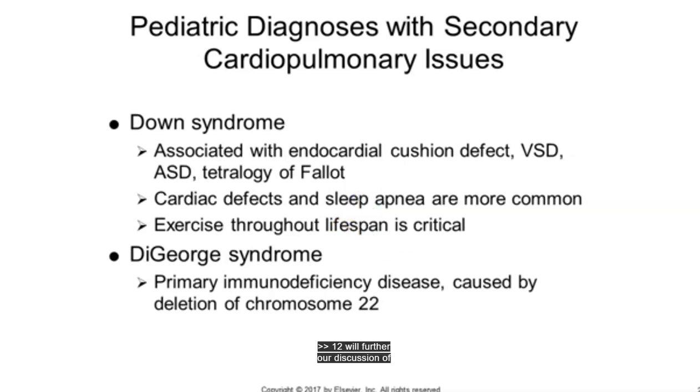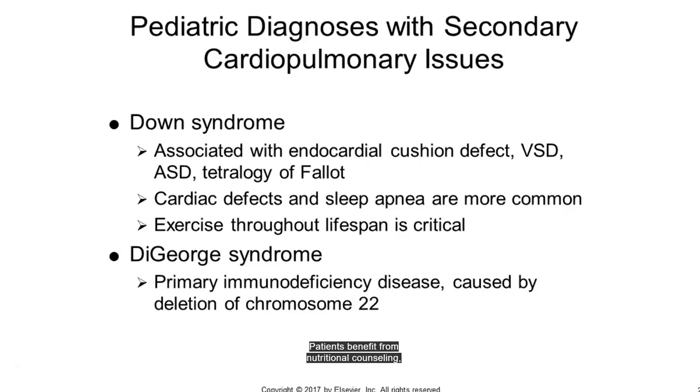Lesson 12 will further our discussion of pediatric cardiopulmonary conditions and the necessity to provide intervention in the acute, rehab, and home care settings. The first pediatric diagnosis we will investigate is Down syndrome, which is associated with cardiac defects such as atrioventricular defects, ventricular septal defects, atrial ventricular septal defects, and tetralogy of Fallot. In addition to cardiac defects, sleep apnea is common and deconditioning as well.